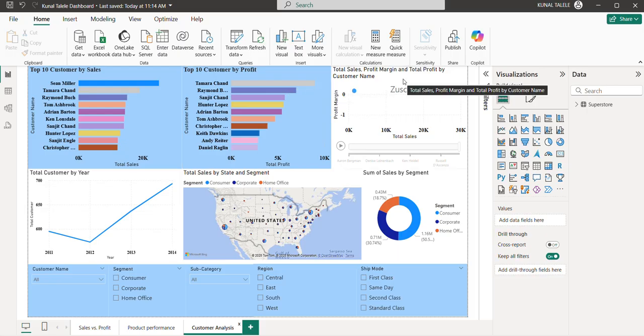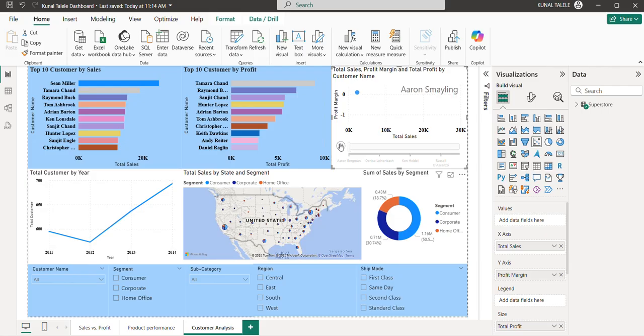Moving on to the next visualization, we have a scatter plot showing total sales, total profit, and profit margin with customer names displayed on selection. This visual allows us to identify high sales, high margin customers, ideal for loyalty programs or premium targeting. For example, depending on the selection, we can see how certain customers perform across both profit and margin dimensions. I have also added a play axis. As you can see in the visualization, customer names are changing.